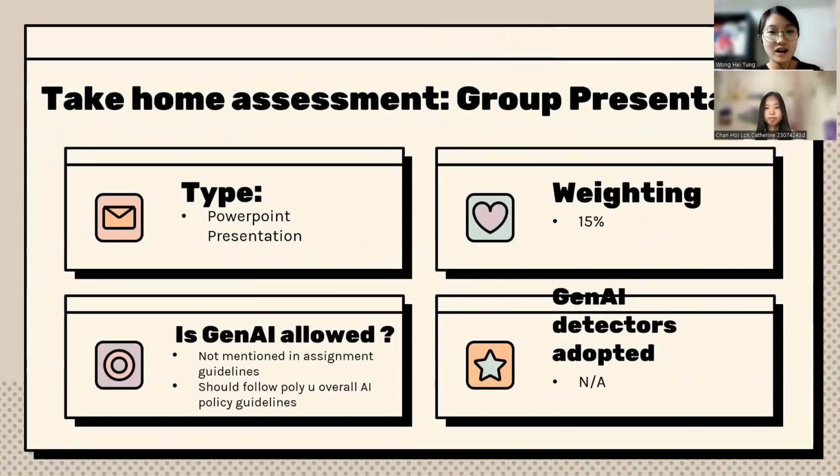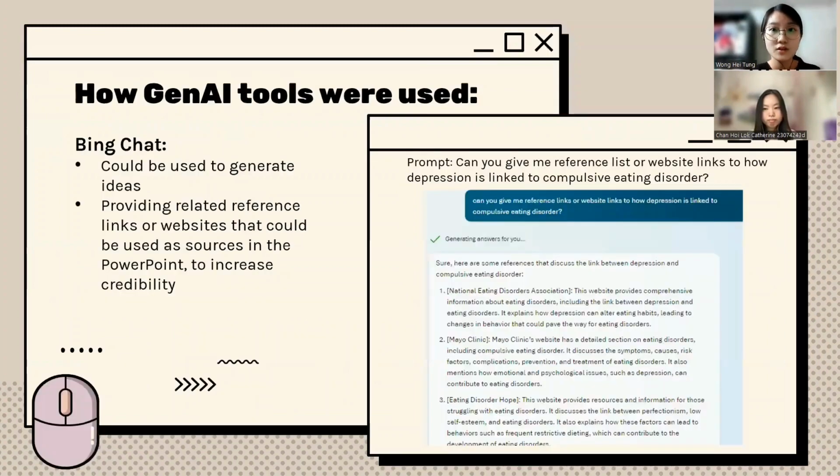Another take-home assignment would be our group presentation. We had to make PowerPoint slides and record our presentation, which is 15% of our final grade. Specific Gen AI policies were not mentioned, so we just followed the general policies of PolyU. Firstly, we use Bing Chat to generate ideas by asking for some reference links. By using the concise mode, we could get accurate and real links.